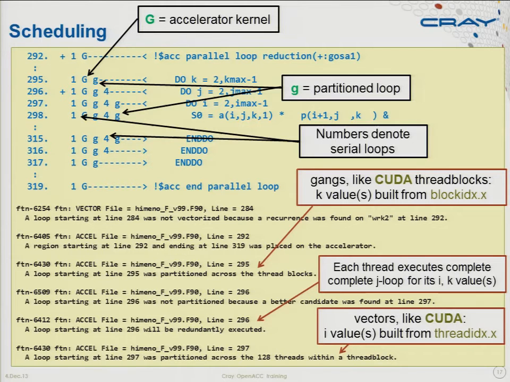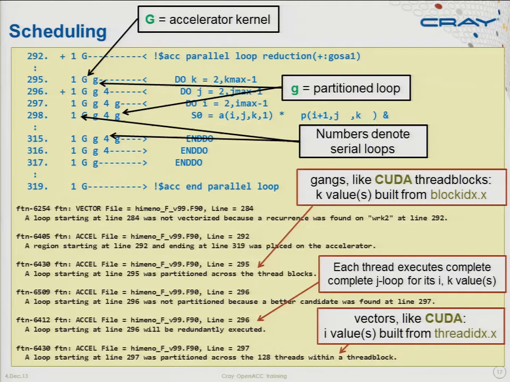What that means is that the first thread is going to do I equals 2 and K equals 2, and it's going to do a complete J loop for I equals 2 and K equals 2. The next thread is going to be doing I equals 3 and K equals 2. And the next thread is going to be doing I equals 4 and K equals 2, and so on and so on. But each one does all the J values. So the J loop hasn't been divided up over threads.